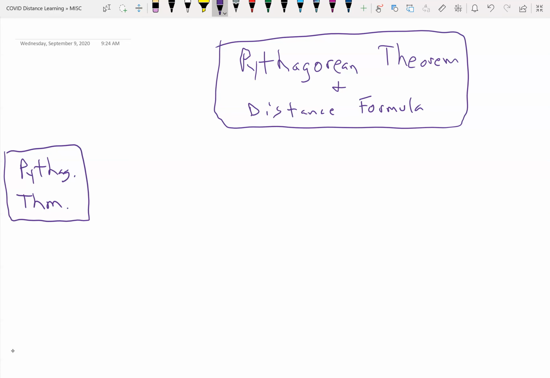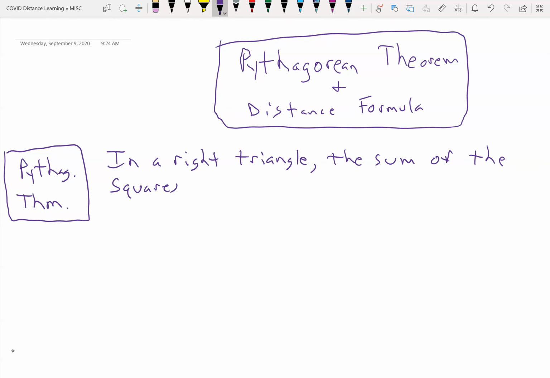The Pythagorean theorem states this: in a right triangle, the sum of the square of the legs is equal to the square of the hypotenuse.